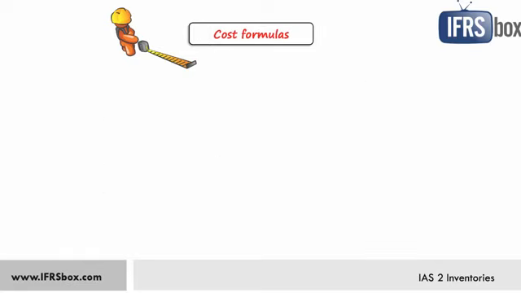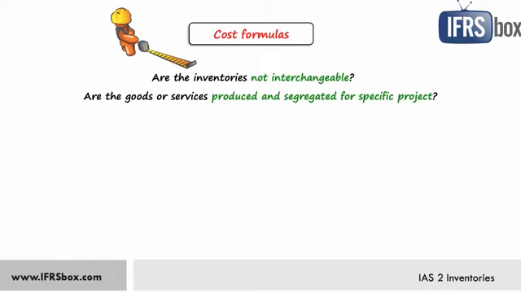Now let's talk about the cost formulas. Sometimes you buy the same inventories at different prices, and when you sell them, you need to recognize an expense in profit or loss. How much? Well, it depends. Are your inventories not interchangeable? And also, are the goods or services produced and segregated for a specific project?